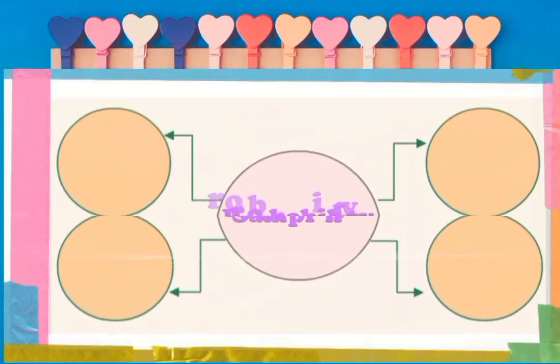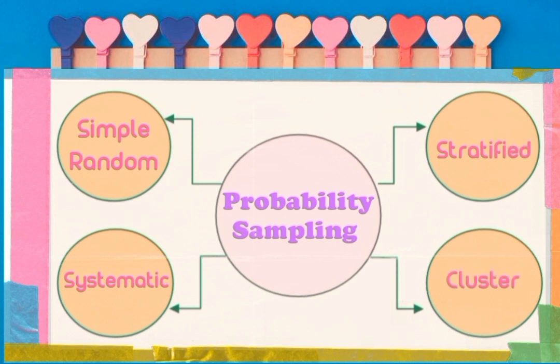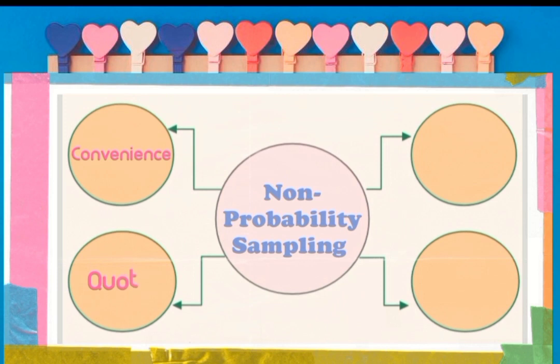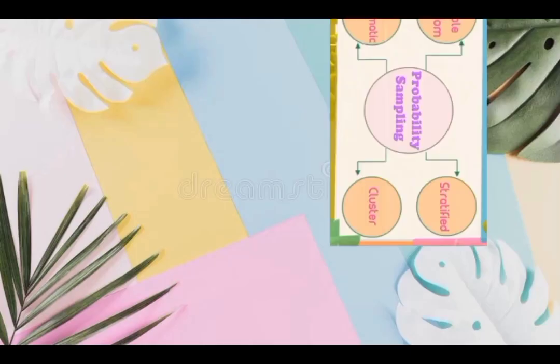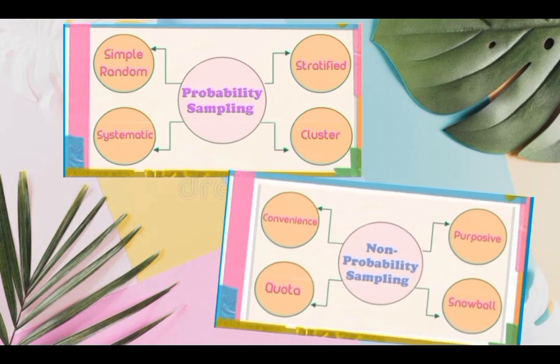Probability sampling is composed of simple random, systematic, stratified, cluster. Non-probability sampling is composed of convenience, quota, purposive, snowball. Now, let's take a look at the characteristics of each sampling technique.